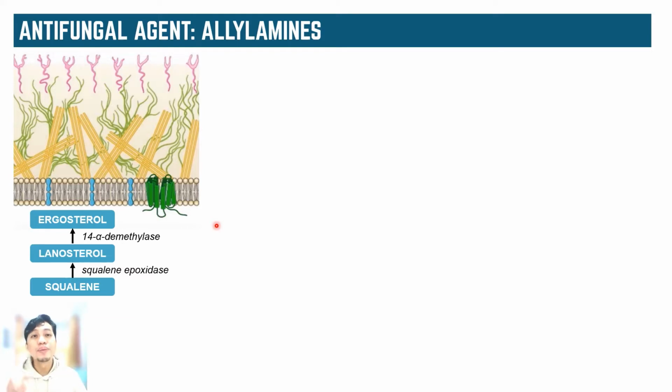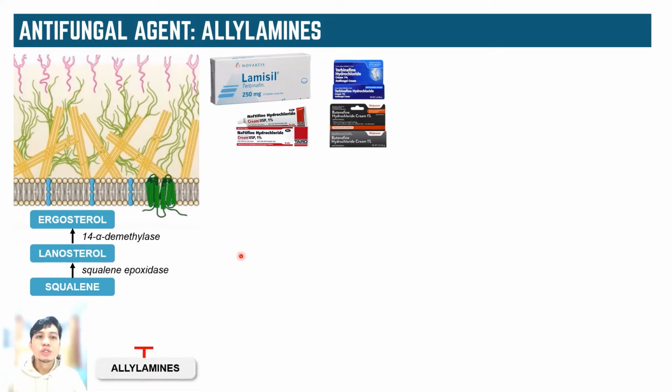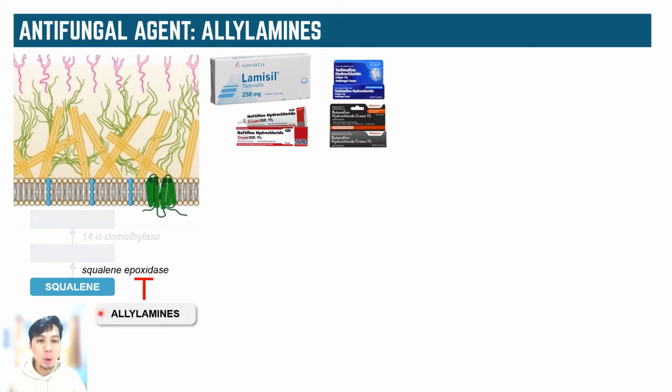One of the most important pharmacological classes of antifungal medication that targets fungal squalene epoxidase is known as the allylamines, which include drugs such as terbinafine, naftifine, and butenafine. Terbinafine inhibits the fungal enzyme squalene epoxidase, which leads to accumulation of squalene. This squalene is toxic to the organism and leads to fungal cell death.